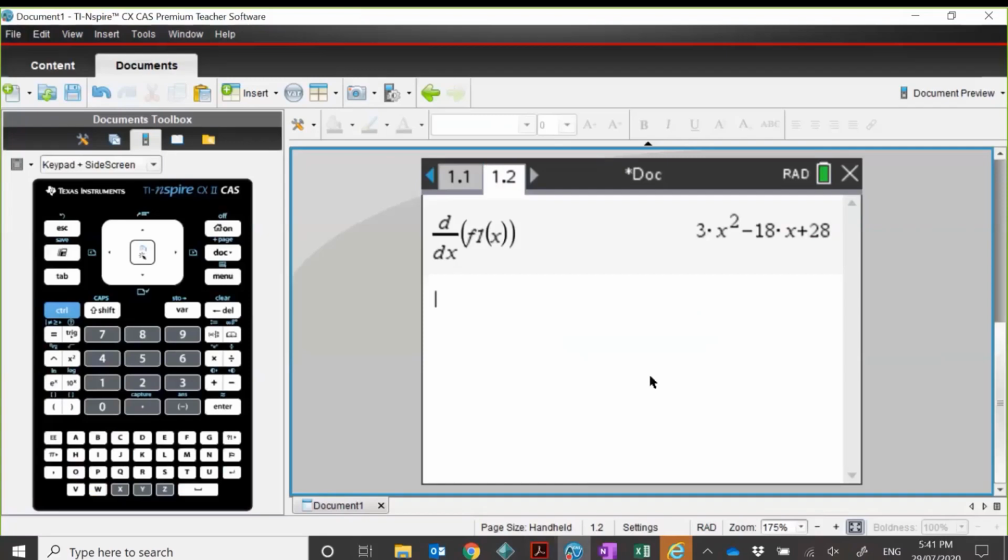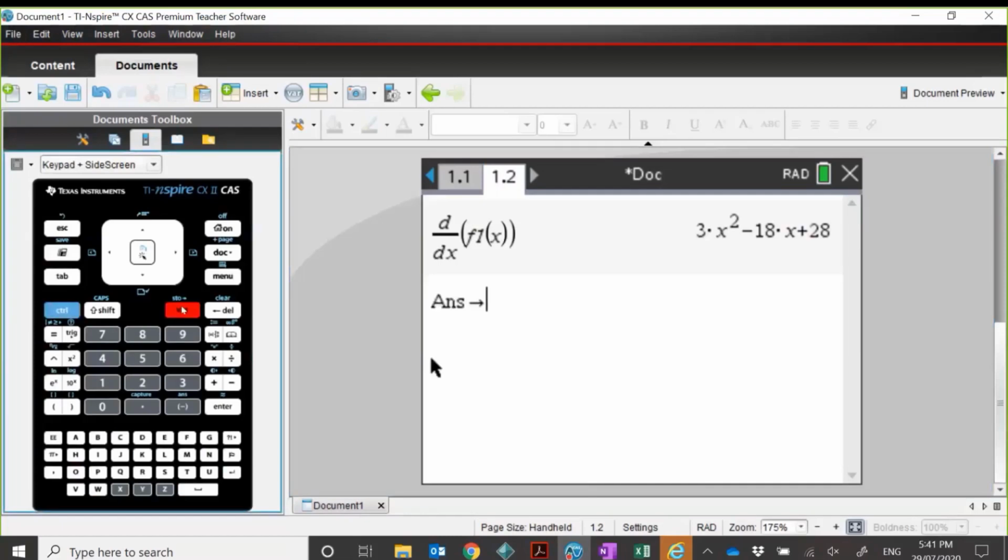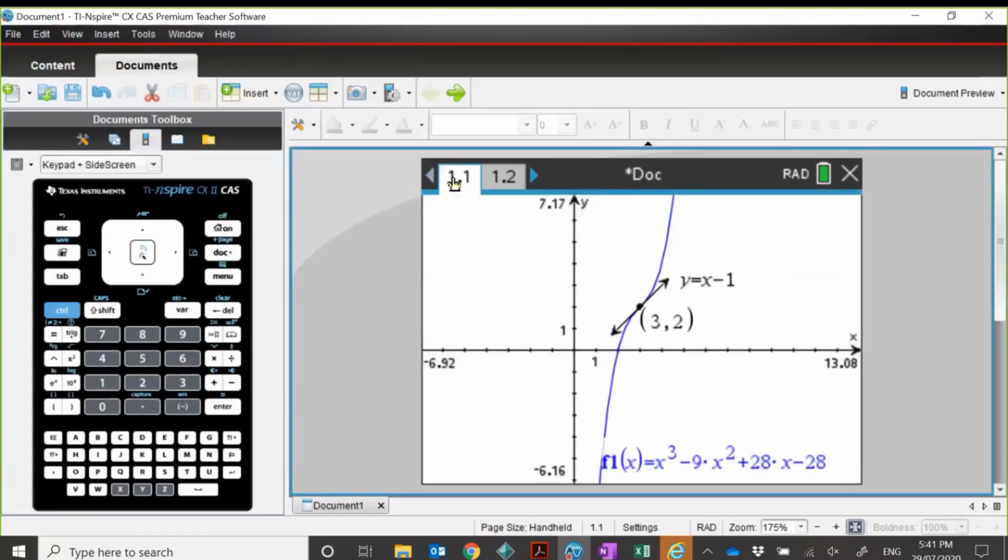Quick way to do that, if I store that as the derivative, so control, store, and I'm just going to store that as d of x, d being derivative, and then I can get my d and substitute in my value of 3, and I'll get a gradient of 1. So I've done the derivative, I've stored it, I've substituted 3 into the derivative, and I get 1. And again, that matches up with the tangent that you've drawn as well.